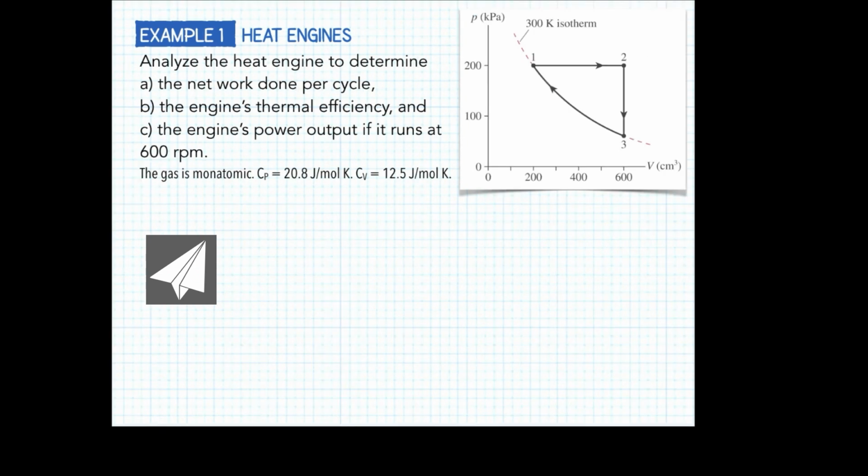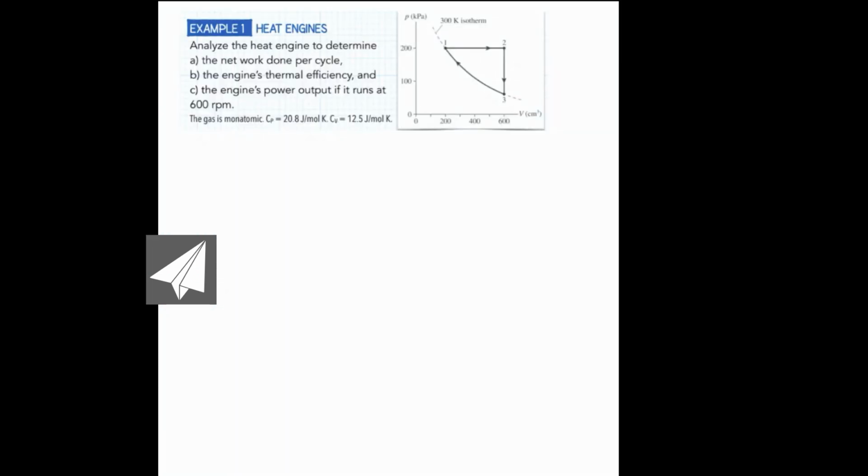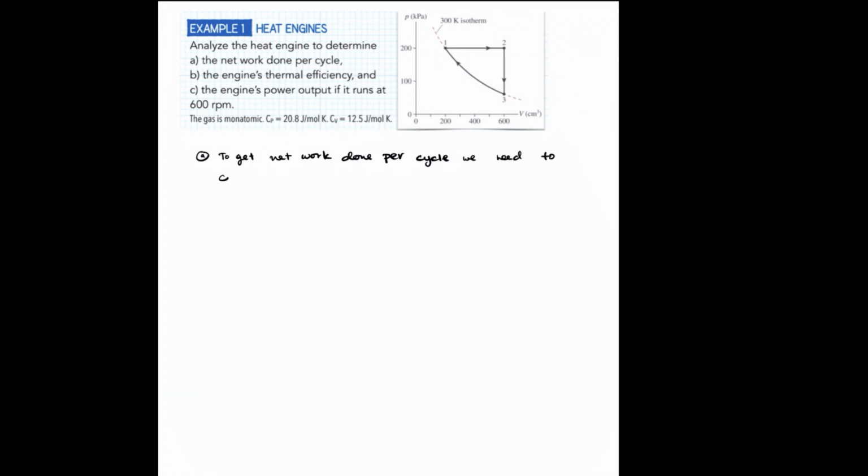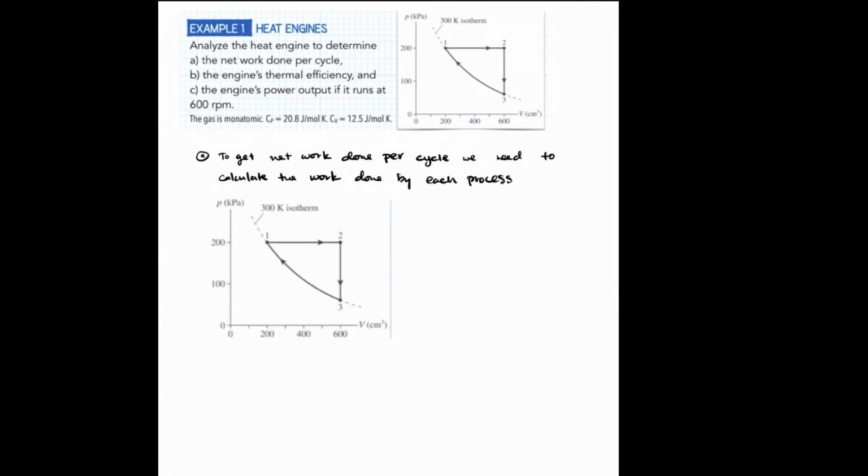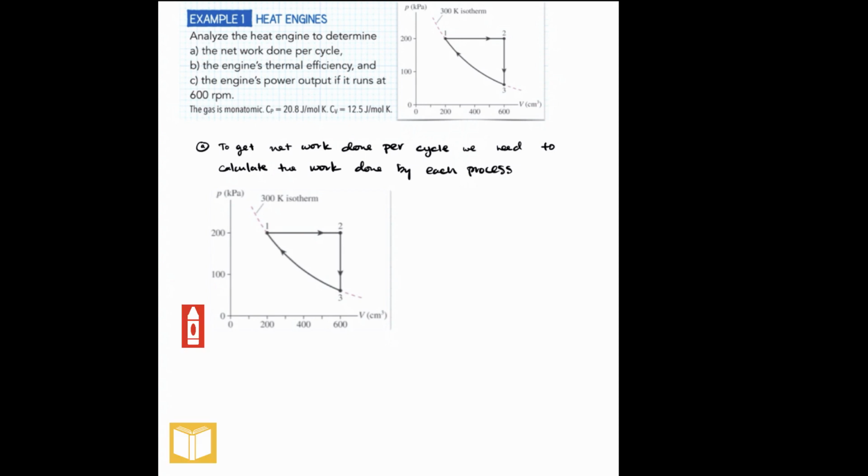To start out, we're analyzing this heat engine and trying to figure out the work done per cycle. In order to get the work done per cycle, what we really need to do is integrate the area enclosed. So we have to add up all of the work done by each phase: from point 1 to point 2, from point 2 to point 3, although that one, since it's isochoric, isn't going to be that big of a deal, and then also from point 3 back to point 1 along the isotherm. The first one's easy. It's just a rectangle because, remember, it's P delta V.